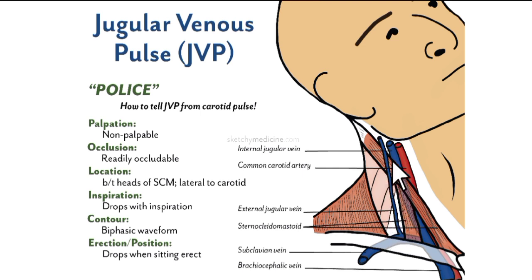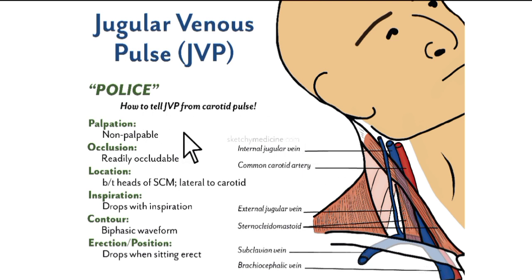The right external jugular vein is more superficial than the right internal jugular vein, because it passes on top of the sternocleidomastoid muscle. So it is easier to see the right external jugular vein than the right internal jugular vein. And then here we have our subclavian vein. So the subclavian vein, right external jugular vein and right internal jugular vein are going to meet to form the right brachiocephalic vein. That's very important.